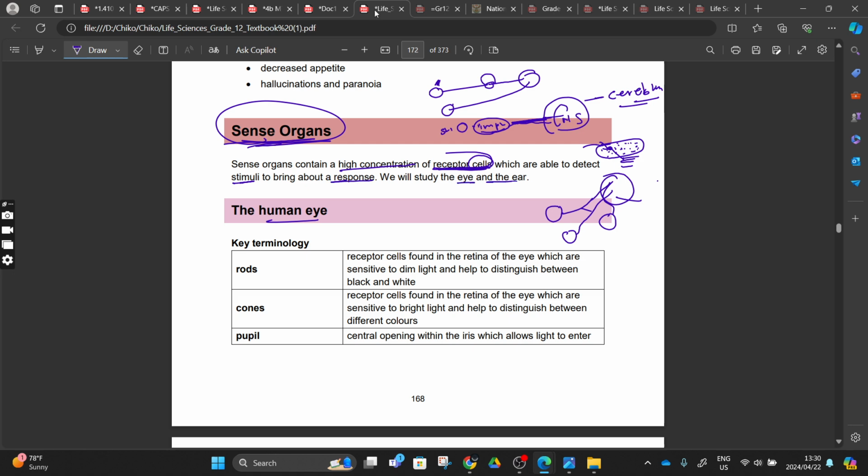We will study the eye and the human ear only in this chapter of ours, right? But we have sense organs as a group of organs. Under this group of organs, we have the ear and the human eye. What are these sensory organs? These sense organs are organs that have more receptor cells concentrated. We also have the skin. I can also talk about the skin.